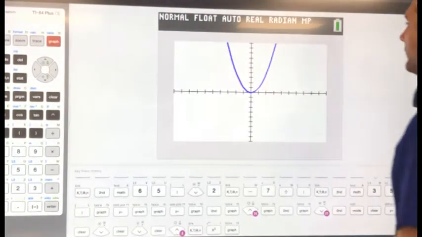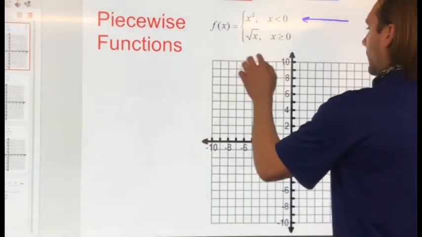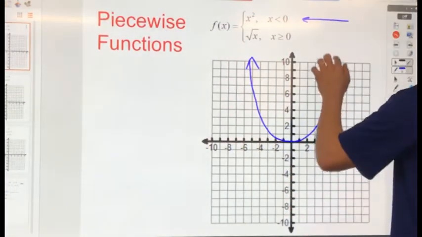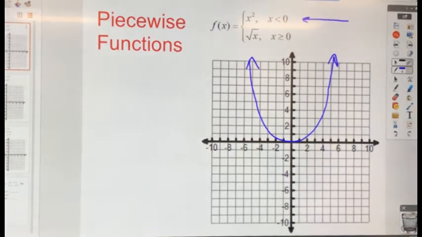Oh. So let me sketch my quadratic here. Oh, bruh. Somebody put this in the calculator.